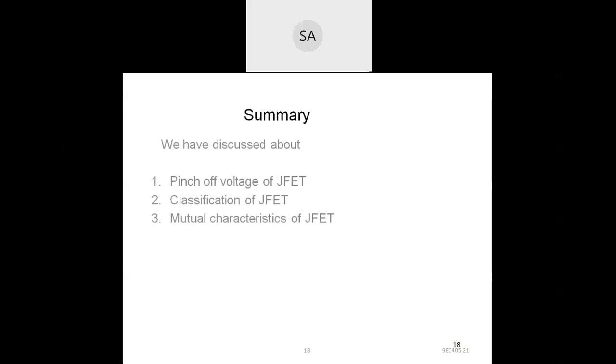And we discuss the mutual characteristics of the JFET, which is also known as transfer characteristics of the JFET. The definition of mutual characteristics is the curve which shows the relationship between the drain current and the gate to source voltage for a constant value of drain to source voltage. These are known as mutual or transfer characteristics of JFET.